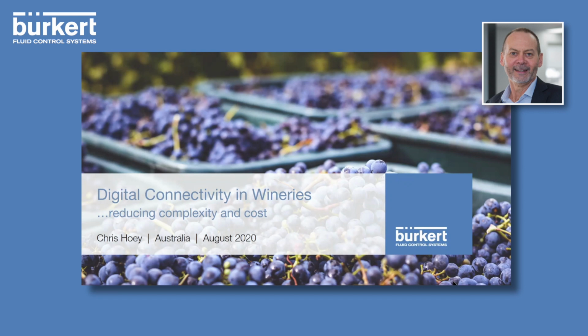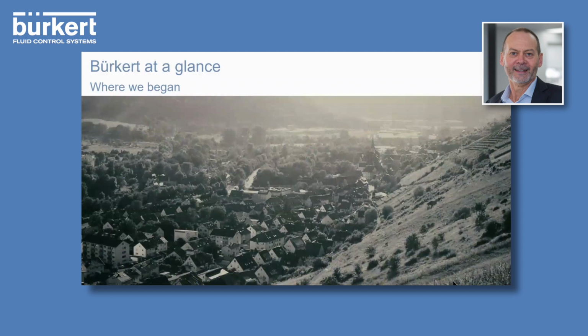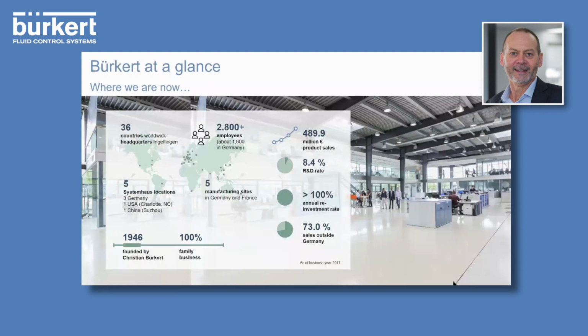Okay, just to give you a little bit of history, Bürkert started in the wine fields of Baden-Württemberg back in 1946. Of course, we've developed a lot over that time. We're now in 36 countries around the world with just short of 3,000 employees. In that time, we're still a family-owned company, and we're still pioneers and leaders in the world of technology and how we can apply value to our customers.